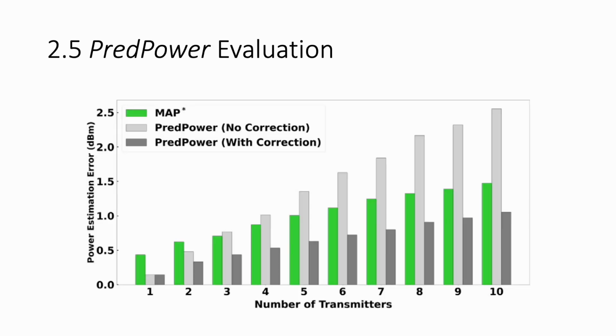Here is an evaluation of the PredPower. So we are comparing with MapStar. MapStar is a work published in my previous IPSN 2020 paper. So we can see that the PredPower model with correction is better than the PredPower without correction, and it is also better than MapStar in terms of the power estimation error.